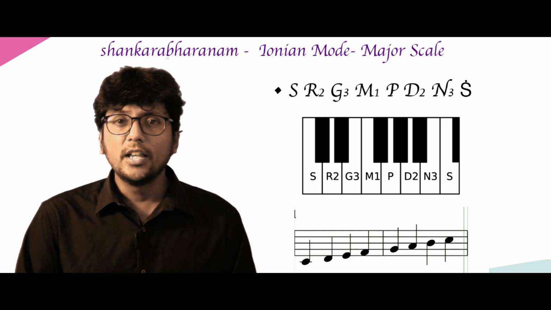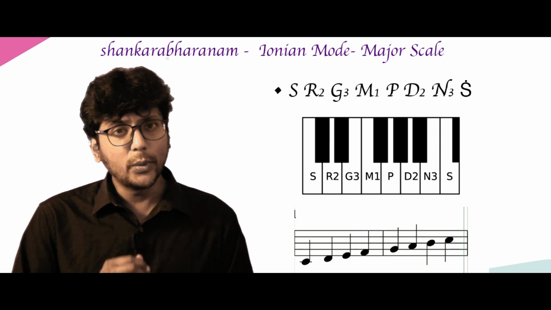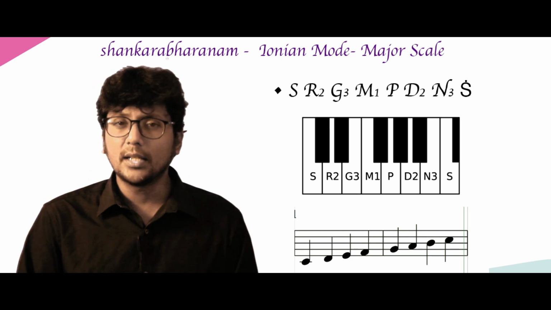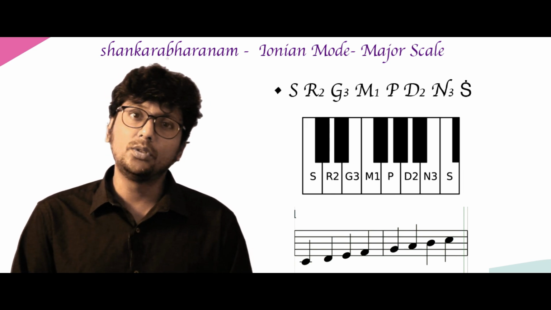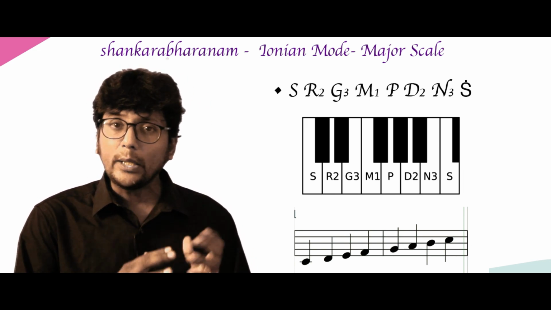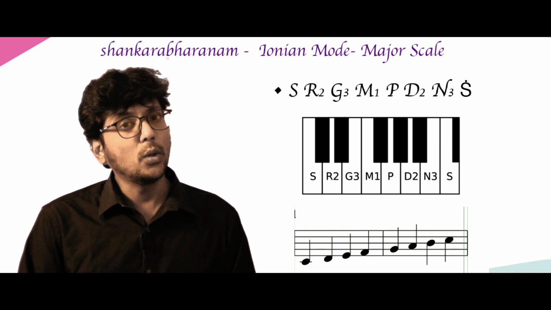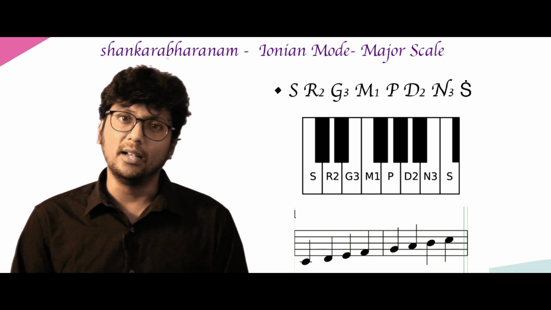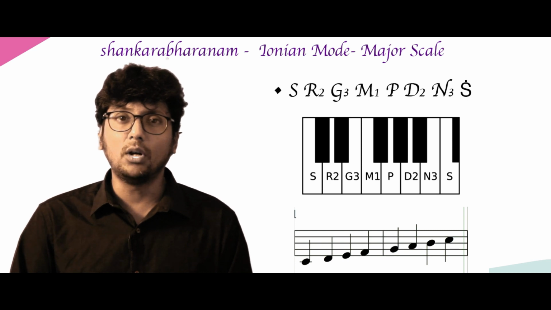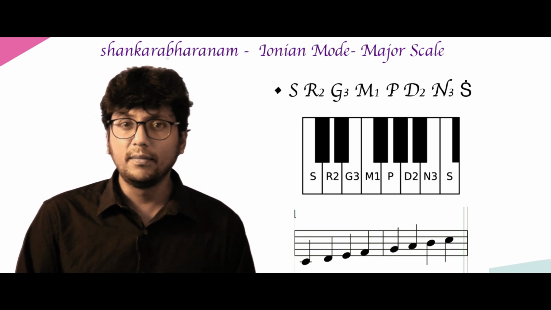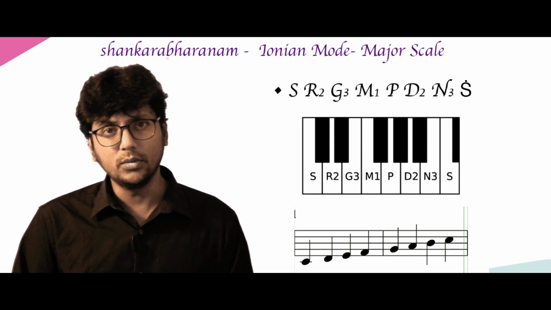The next one is Shankarabaranam ragam, which is again very popular in Carnatic music and a widely used ragam. The equivalent of that in Western music is the Ionian mode, or we also call it the major scale. So these are the notes of the ragam or the scale, and this is how it sounds.